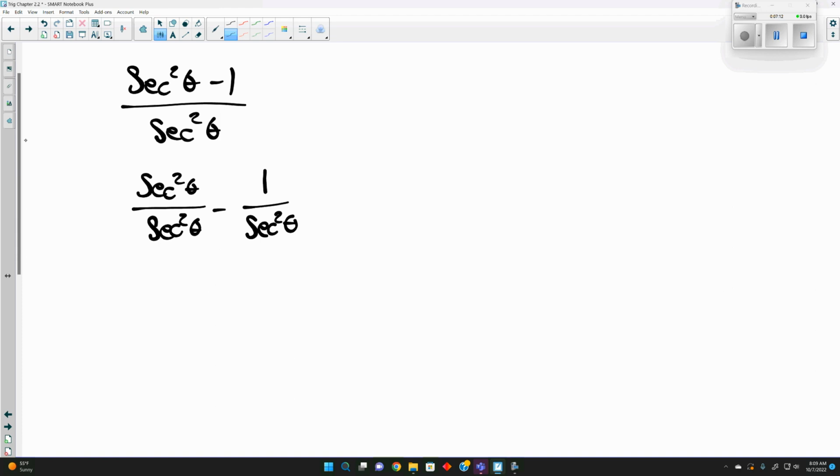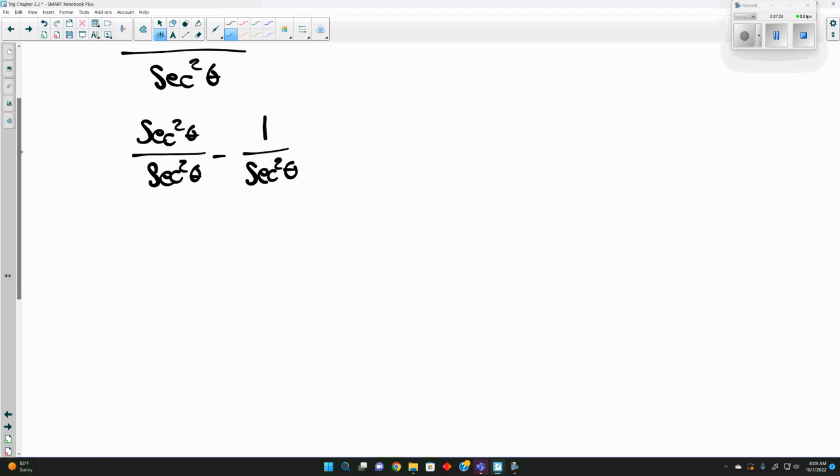Yes, we don't normally split fractions up this way, because when we deal with fractions, we're normally trying to get them to be 1, not 2 or 3, splitting them back apart. But the reason we do this is, well, secant squared of theta over secant squared of theta is 1, yes? Minus, if I wanted to simplify 1 over secant squared of theta, that's the same as what? Cosine squared of theta, yes? What do we know that 1 minus cosine squared of theta is? Sine squared of theta, and we're done.